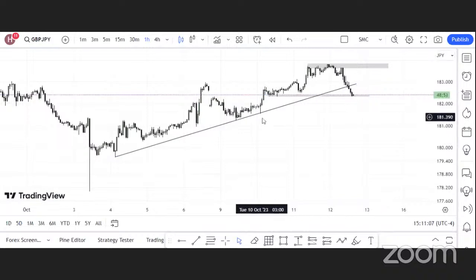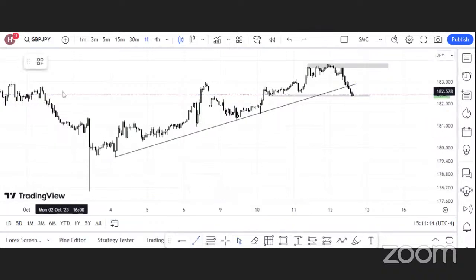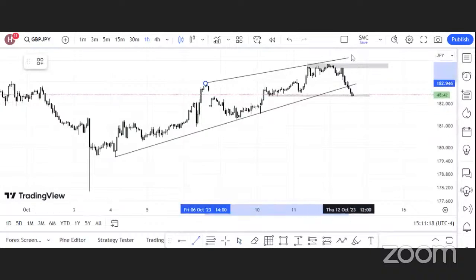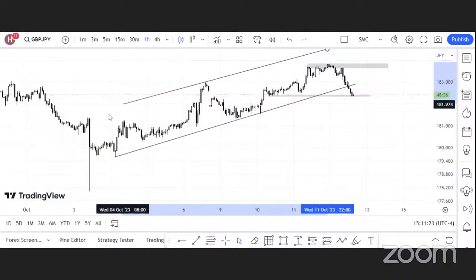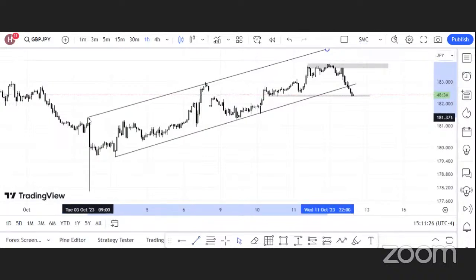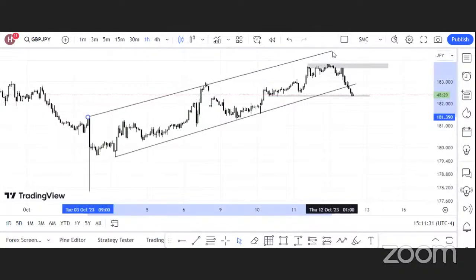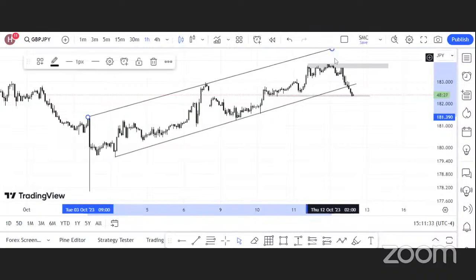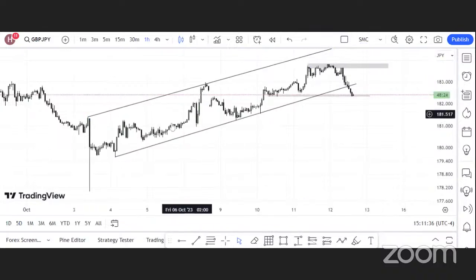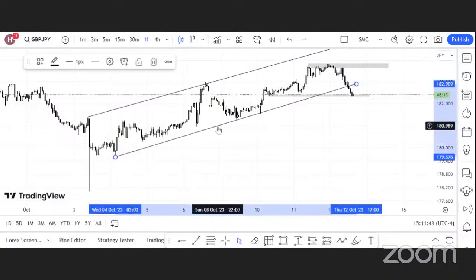Remember our trend line. Our trend lines also serve as support and resistance. We have the lower trend line, we have the upper trend line. The upper trend line is a resistance, while the lower trend line is a support. Both of them together is called a channel. So right now we have a trend line channel.